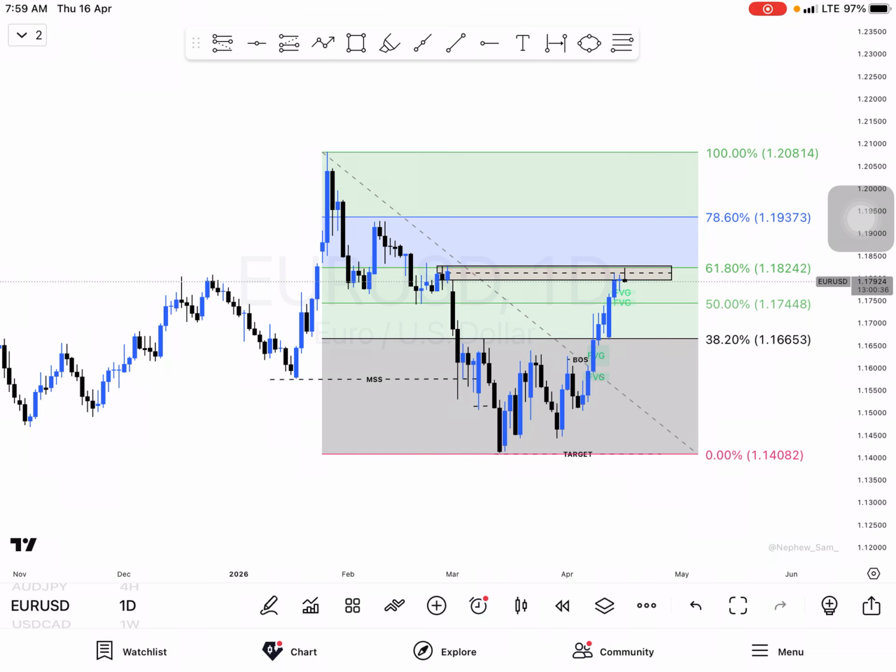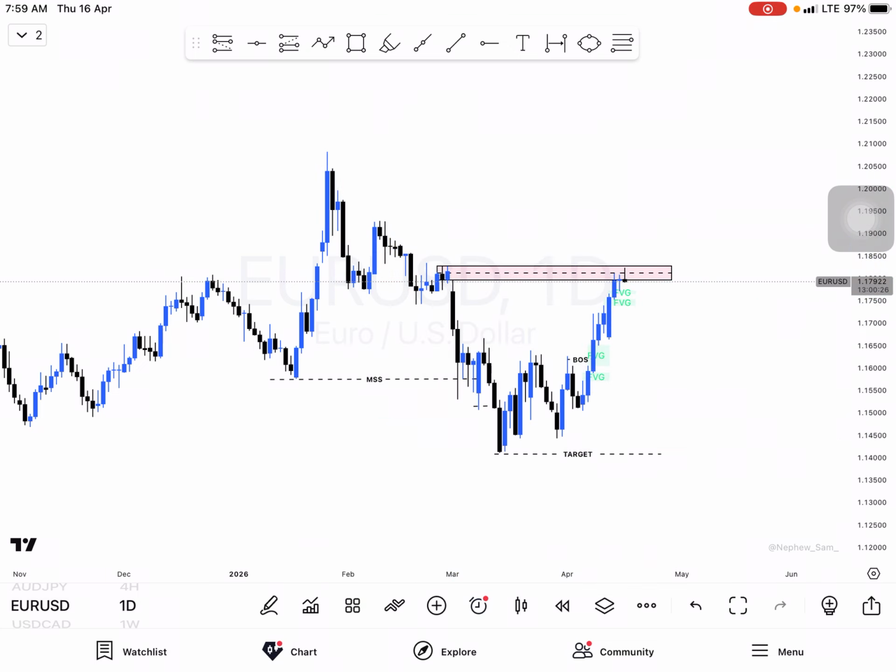So what should we expect before we start taking sells? We can't just start taking sells here. No, we don't do it like that. You have to wait for confirmations. When we say confirmations, what does that mean? It means you have to wait for the market to give you reasons to start selling. What are the reasons the market has given you to start selling?